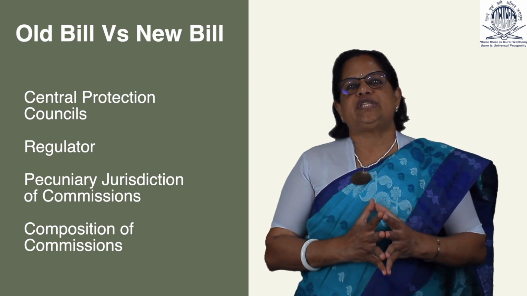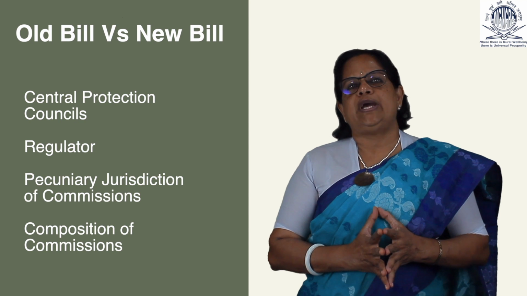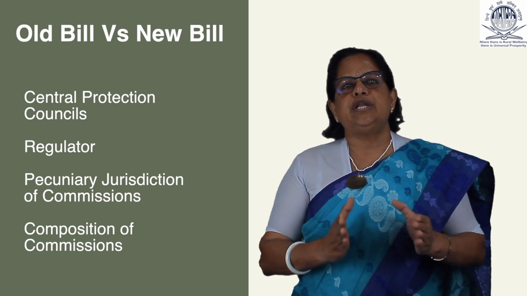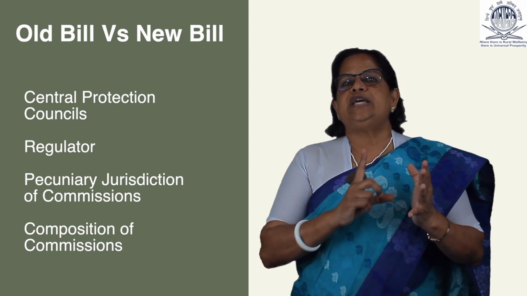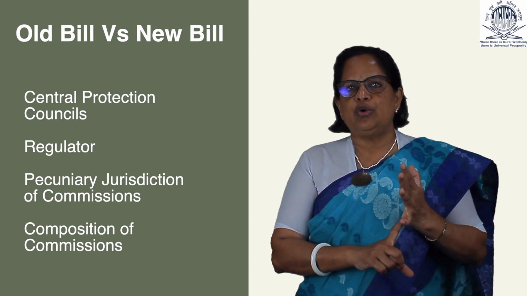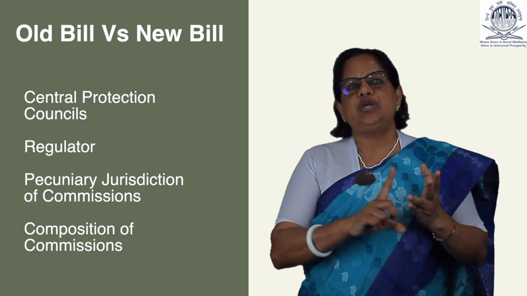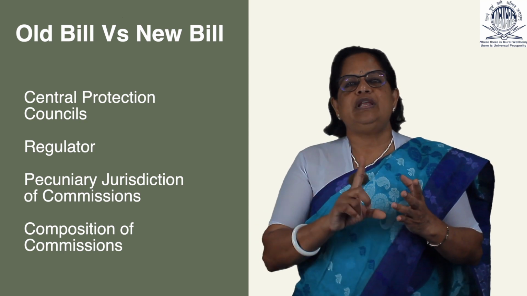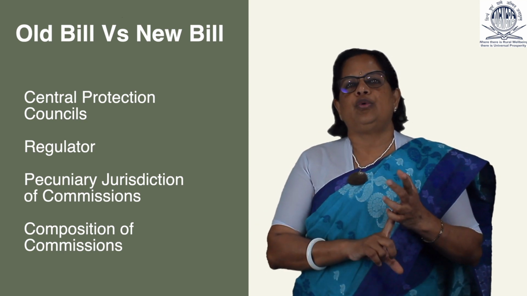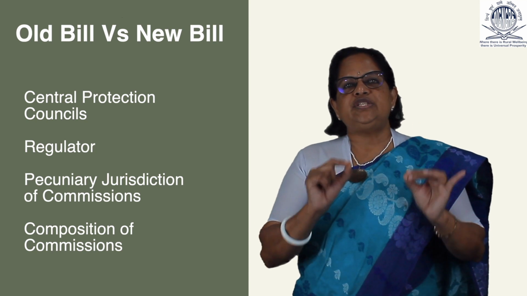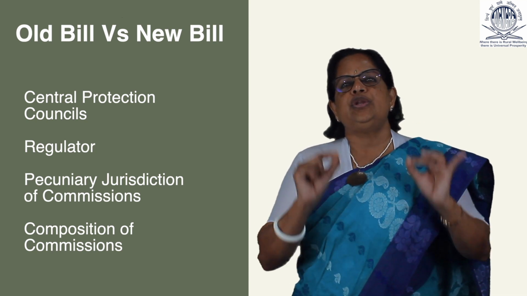These were the limits fixed, but as per the new Act, the claim limits increased to district level as claims up to rupees 1 crore, at state level between 1 crore and up to rupees 10 crore, and at the national level claims above rupees 10 crore. The eighth distinction is about composition of commissions.